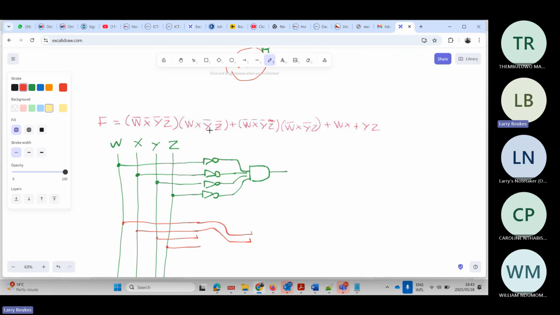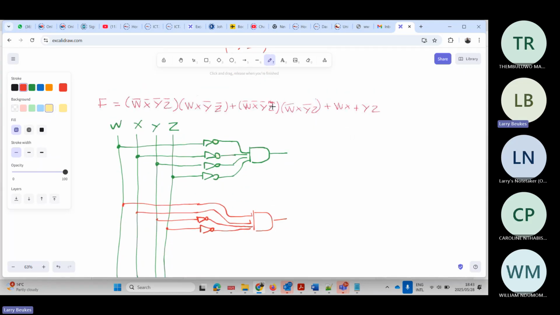And then the other one, Y not. So we need to invert the Y. Then we take it into our gate. Then Z not. Going to invert the Z. Then we also take it into our gate. So this is basically W, X, Y not, Z not. So we have this expression here. Okay. So now let's go to this one.